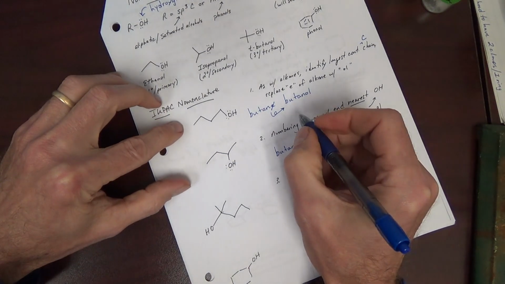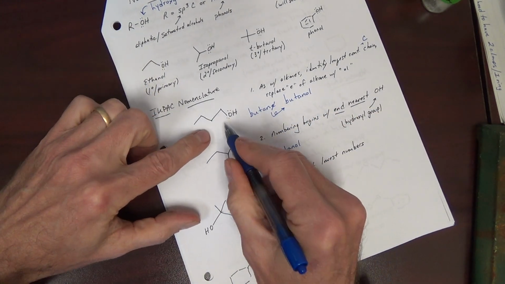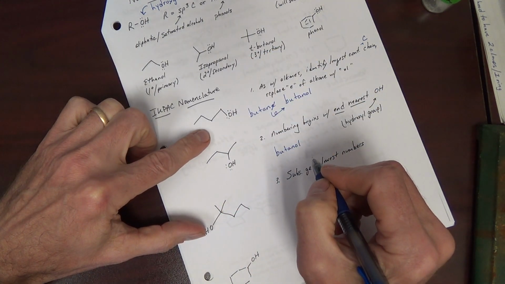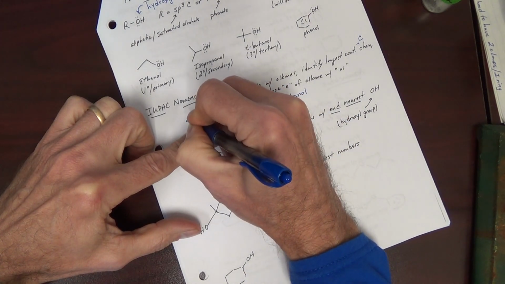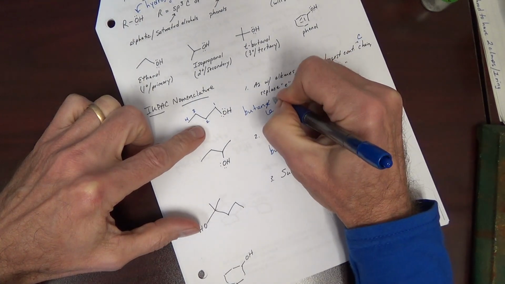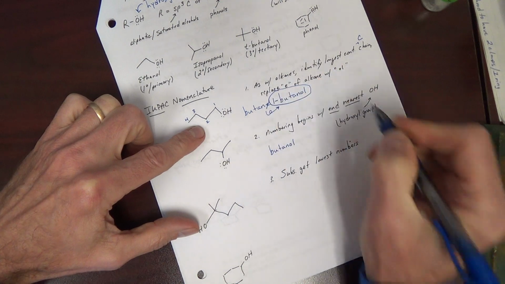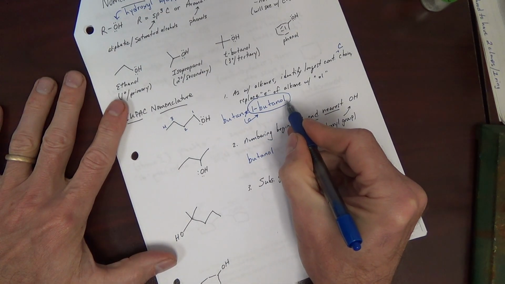What we do here is we have to indicate where the OH group is located. And in the first compound, it's located at the 1 carbon. Okay? This is 1, 2, 3, and 4. Since the OH is at the 1 carbon, we call this 1-butanol, the 1 indicating where the OH is located.